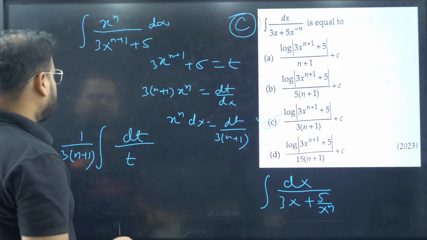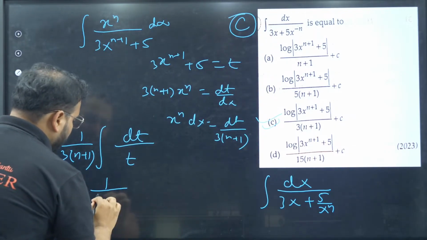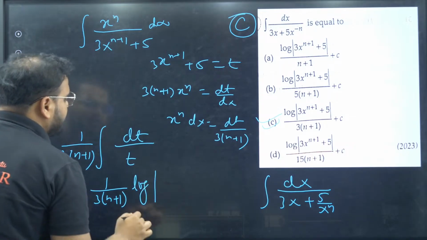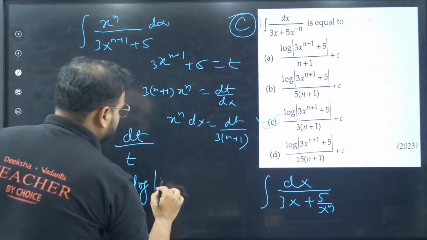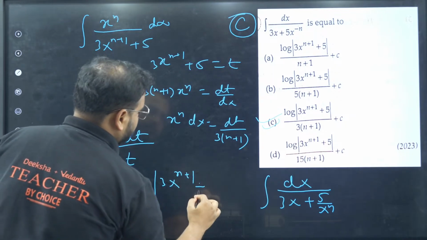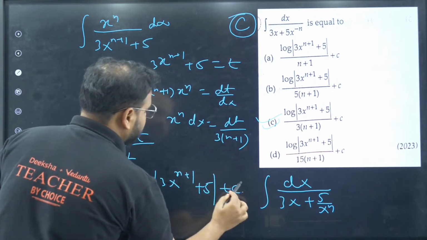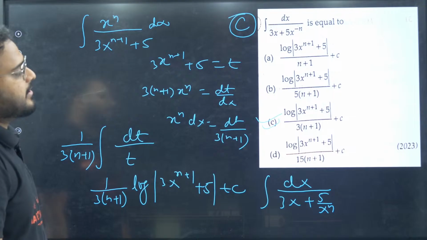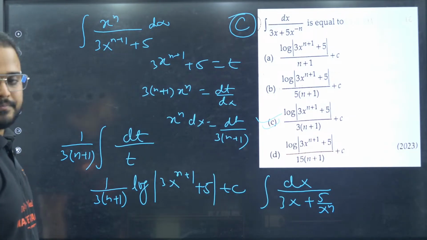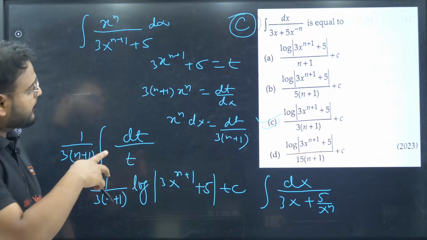Simply check. Your answer will become 1 upon 3 times of n plus 1, log of t, right? What is t over here? Please check: 3 times of x power n plus 1 plus 5, plus c. Is that right? That's correct. Have a look. This is clear, right? Option is C.